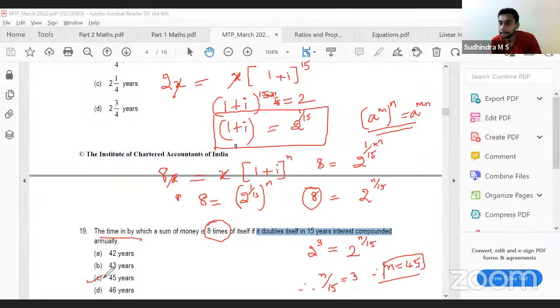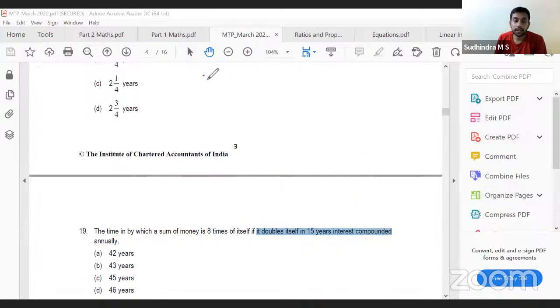Is that clear? Yes, sir. So here (1 plus I) whole power 15 equals 2. Can we take cubes? Cubing on both sides, what happens? (1 plus I) whole power 15 whole cube equals 2 cube. You can do that. Yes, an easier method. I'll explain that as well.